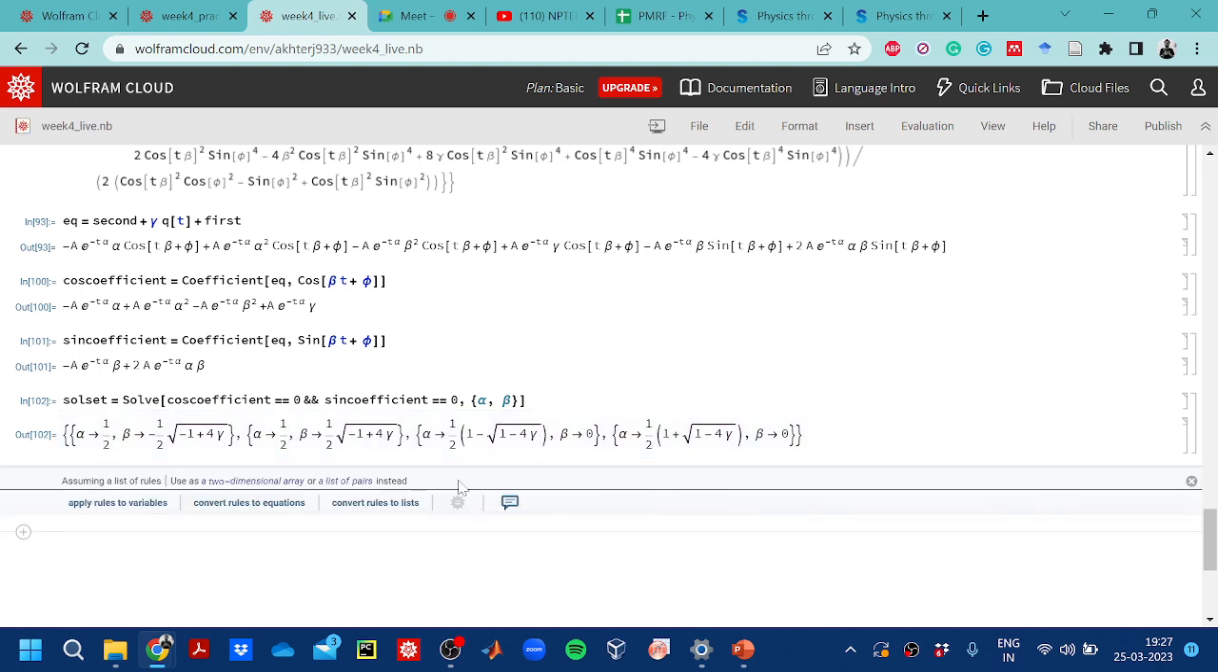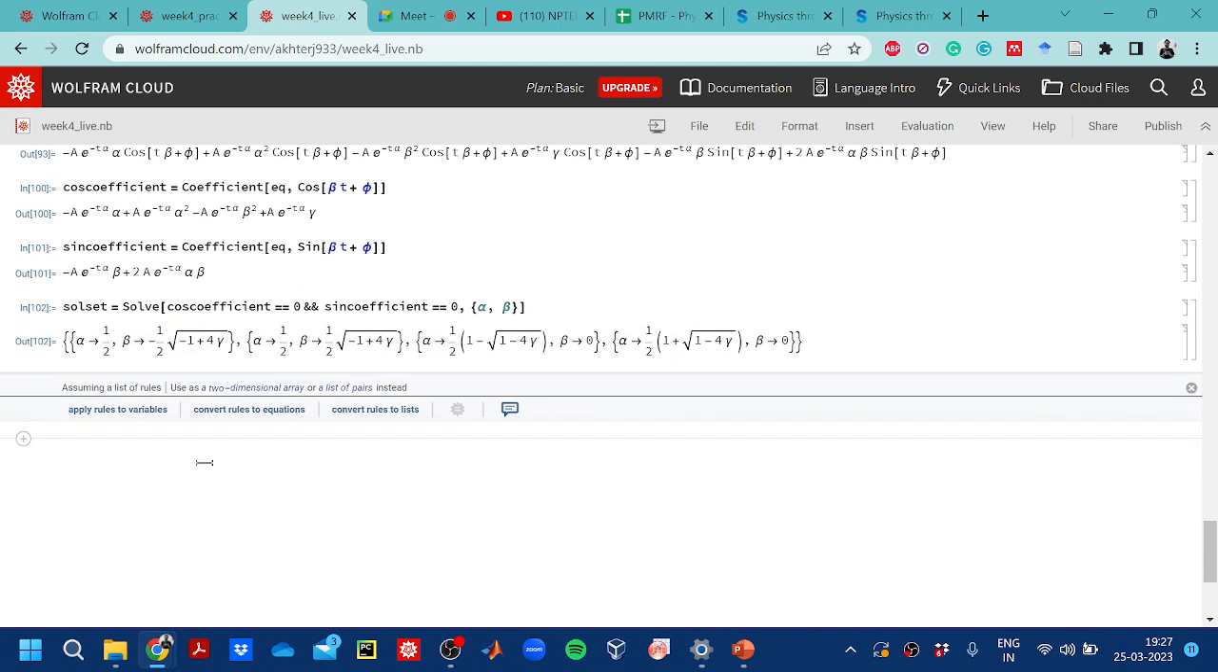Yeah. So these are the set of solutions. You can see that this is one set of solution for which both the coefficients will be 0. This will be another set. So there are four sets of solution. So this is beta equal to 0.